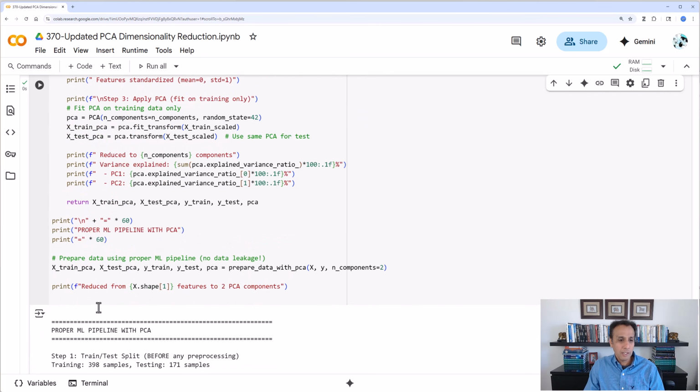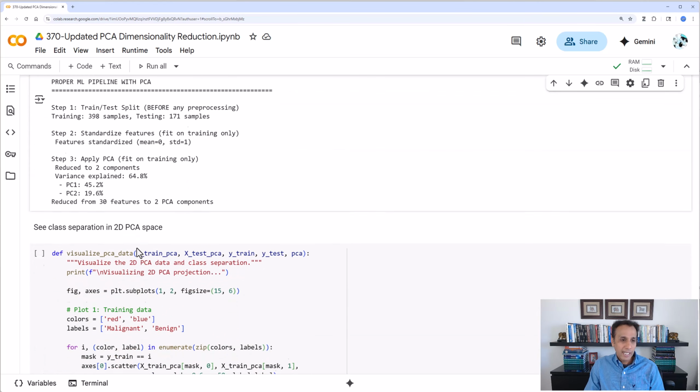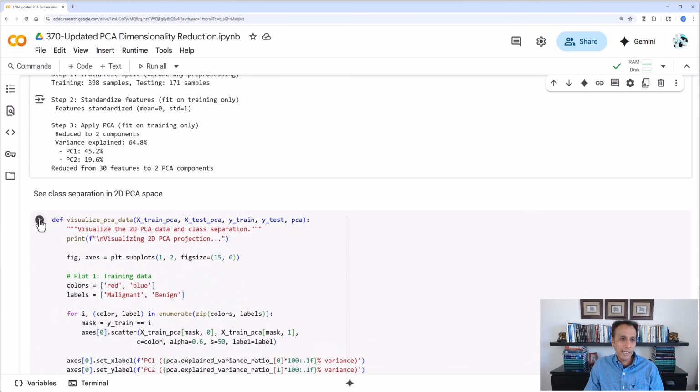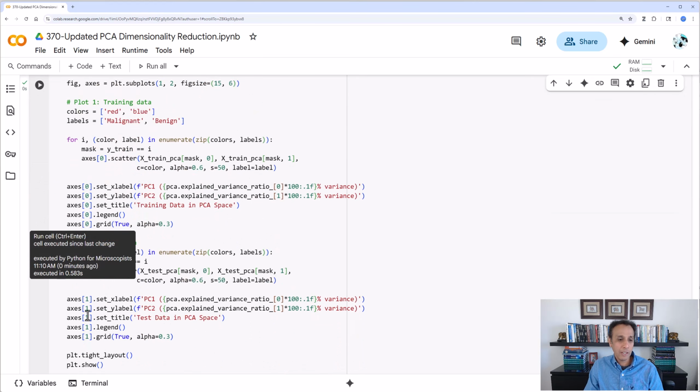Once that's done, you'll see that we have PC1 at 45.2%. Earlier we saw 44%. Right now you see slightly different numbers because now we did split training and test data, so we're applying it on different data here. And now let's go ahead and visualize the principal component analysis data before applying our machine learning algorithm.